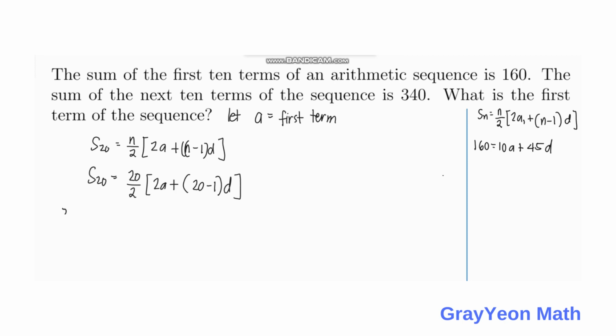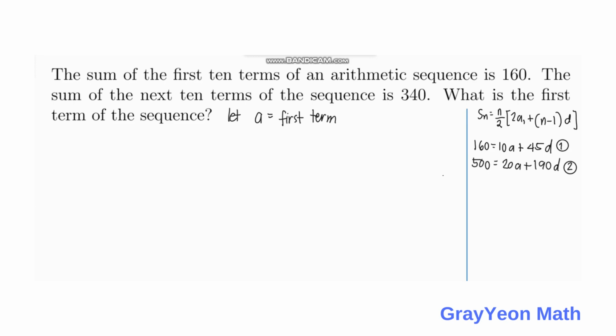So we have 340 plus 160 to get the sum of the first 20 terms, because 160 is the sum of the first 10 terms and 340 is the sum of the next 10 terms. So that is the sum of the first 20 terms: 20/2 is equal to 10, times (2a + 19d). Simplifying, we have 500 = 20a + 19 times 10, which is 190d. That is the next equation.